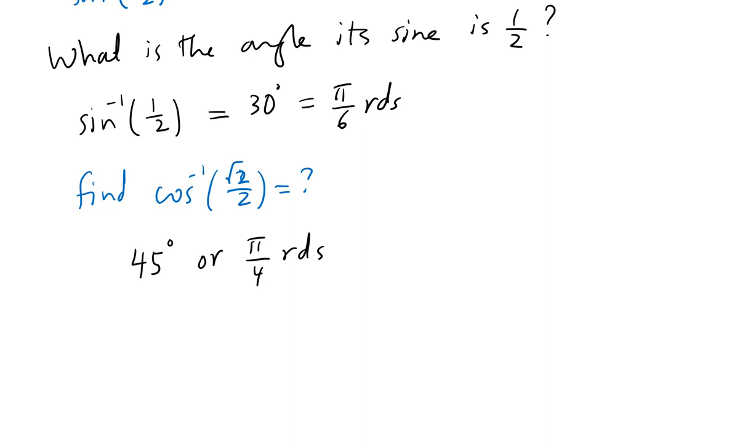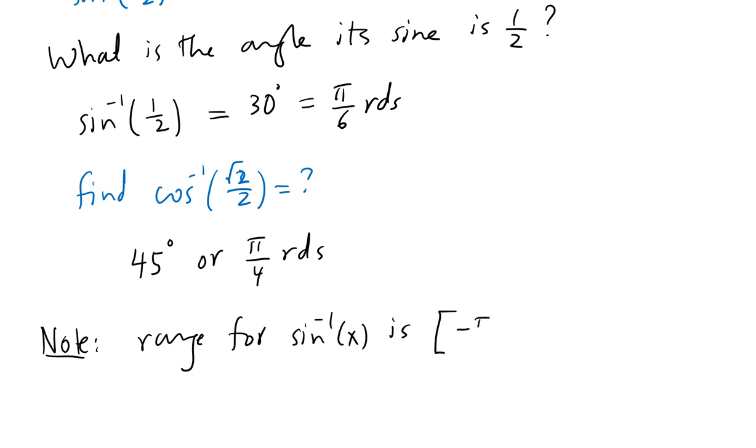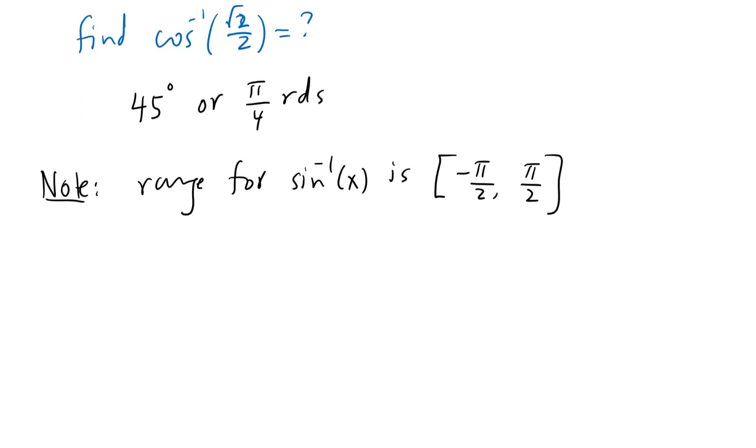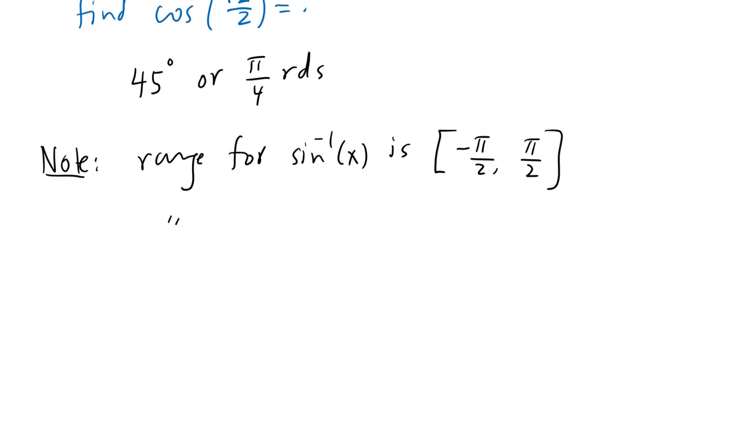Keep in mind, we need it at some point, is to find the range. Keep in mind the range for sine inverse of x is always the bracket -pi over 2 to pi over 2. That's the fourth quadrant and first quadrant. The range for cosine inverse of x is 0 to pi.